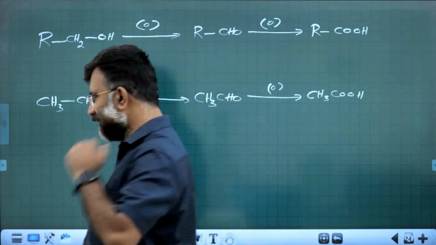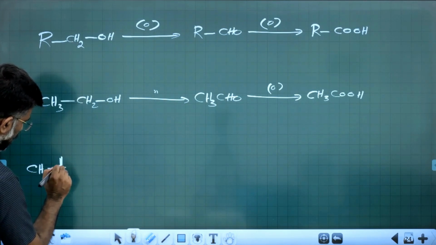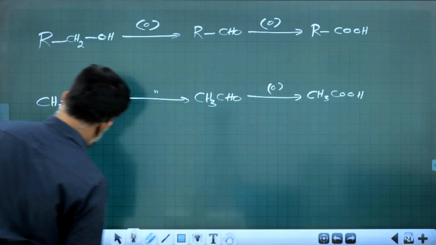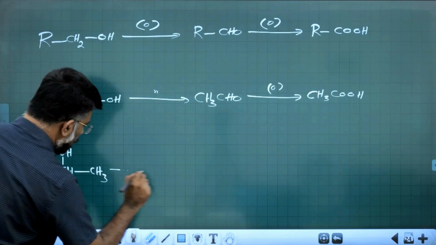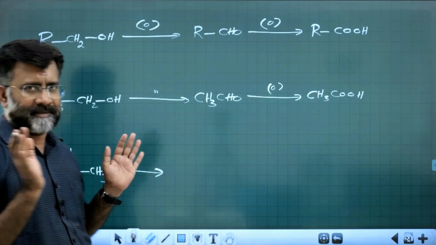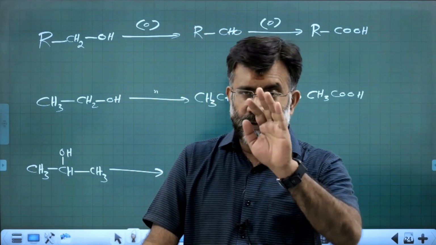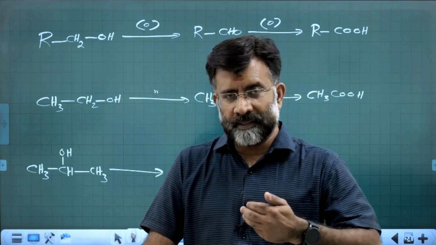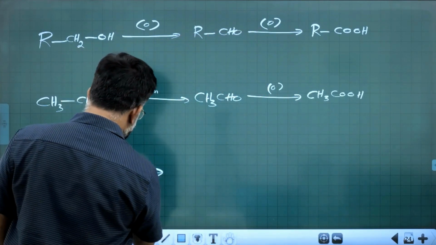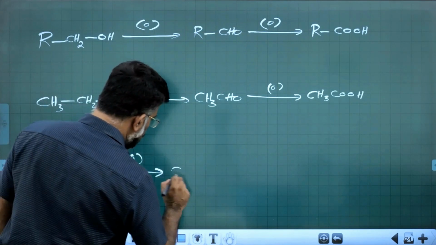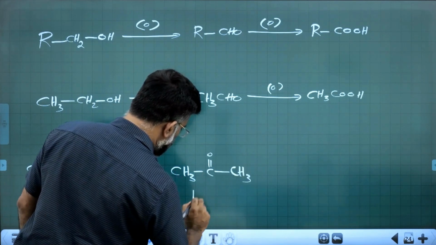Suppose you are taking a secondary alcohol, CH3CHOHCH3. Point number 1, it is not easy to oxidize. Primary alcohols are easy to oxidize. Secondary alcohols are not easy to oxidize. They are oxidized under elevated conditions, where you will get CH3COCH3. You get a ketone.